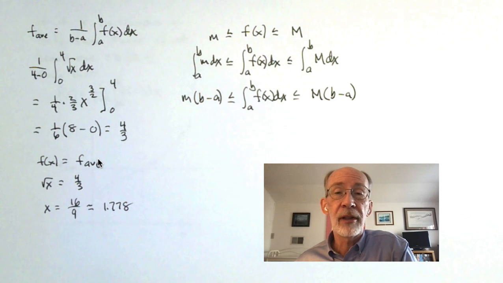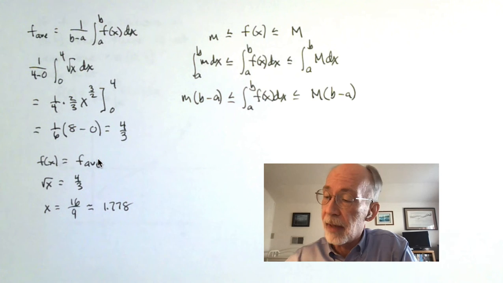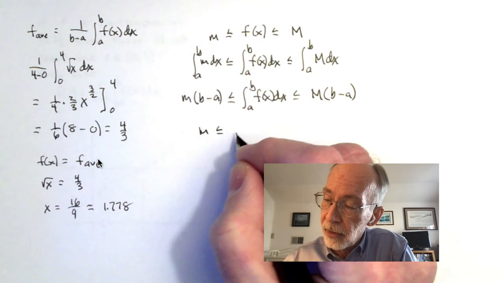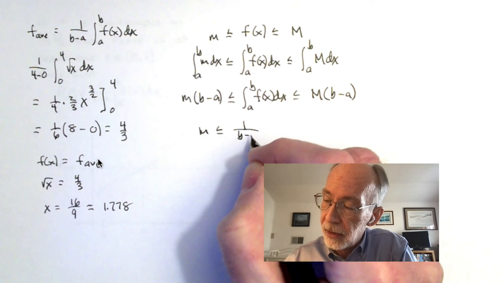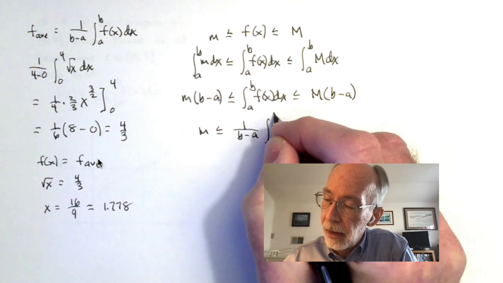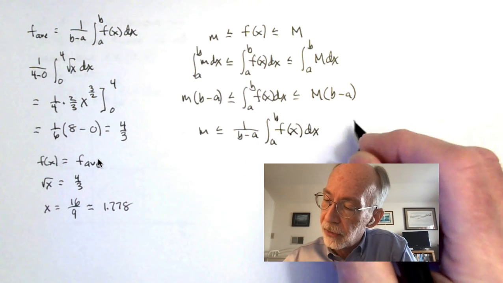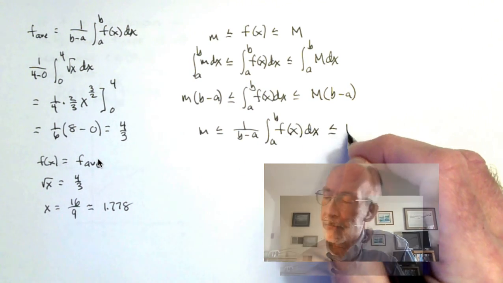b minus a is positive. There are no problems with my going through this compound inequality and just dividing by b minus a, which gives me little m less than or equal to 1 over b minus a times the integral from a to b of f of x dx, which in turn is less than or equal to big M.